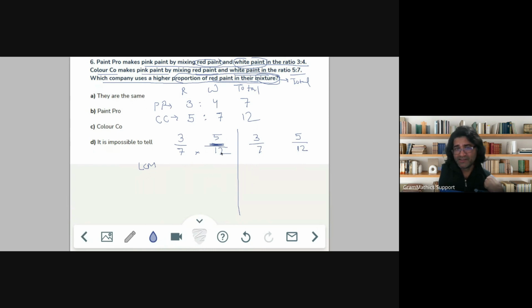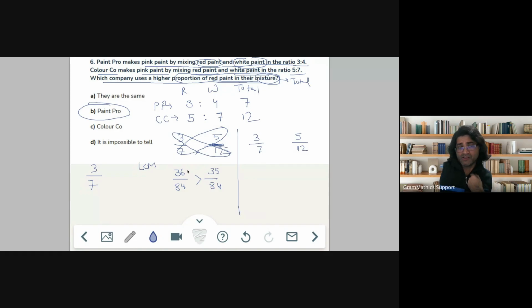You don't have to write that. You can simply do sort of a butterfly here. So 3 and 12 will give you 36 for the first. 5 and 7, 5 times 7 will give you 35. Because even if you were doing by 84 common LCM, your answer will be 3 by 7 is equivalent to 36 by 84. 5 by 12 is equivalent to 35 by 84, isn't it? Which means this is greater, which means 3 by 7 is greater. So answer is Paint Pro in that case. Is everyone with me?